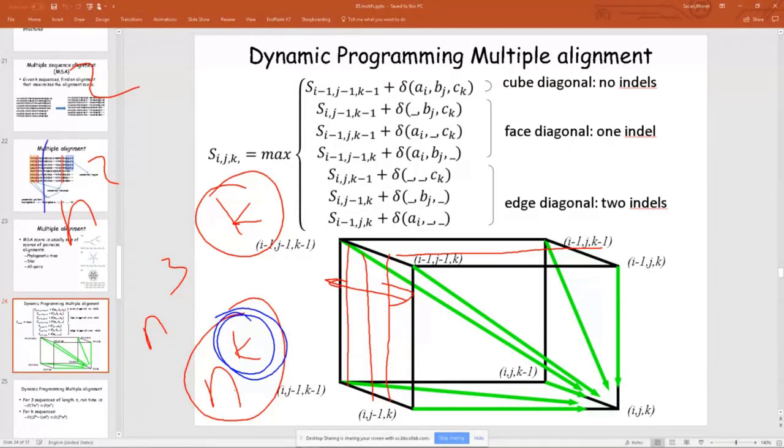So for pairwise dynamic programming, we had only one parameter, which was n. So 2 is constant, 2 doesn't change. So that's not so bad, right? It's polynomial. But here we have a parameter k. The total amount of time increases exponentially with the number k.